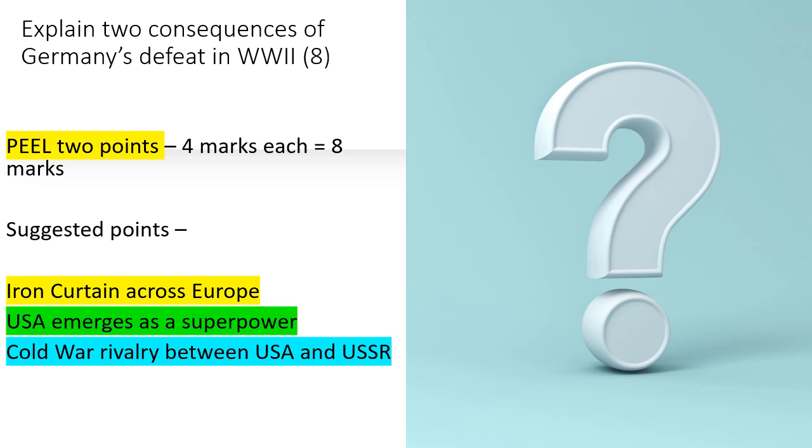Okay, so you've got to PEEL 2 things here, but you've got to make sure that you keep these separate. So you'll have 1 point as an iron curtain. You'll PEEL a paragraph about that. The USA emerges as a superpower. You've got to PEEL a paragraph about that. You've got to make sure that you have 2 separate paragraphs.